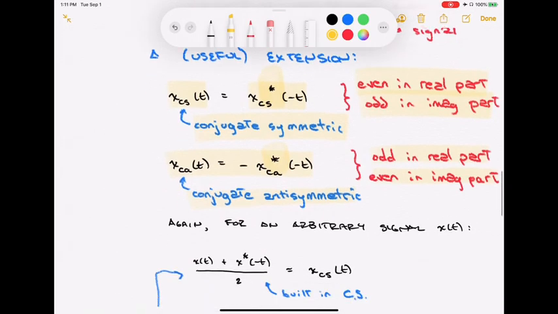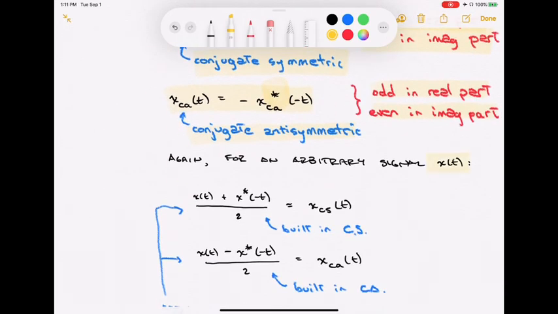If I look at an arbitrary signal x of t, just like I did for the even odd decomposition, what I can find is that I can take a signal plus its conjugate reflection divided by 2, and that naturally has built-in conjugate symmetry.